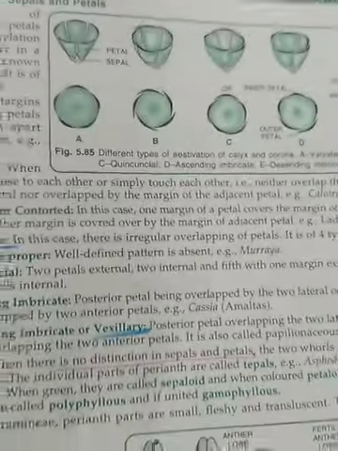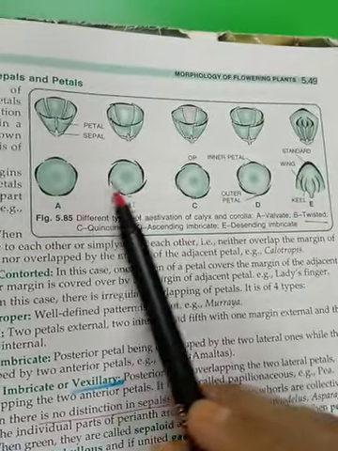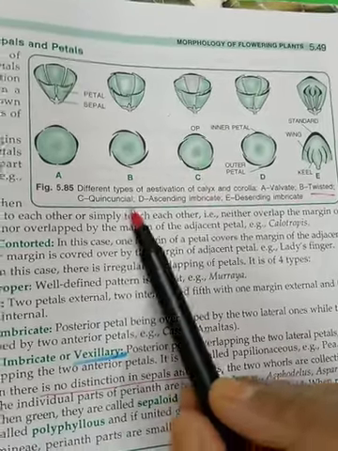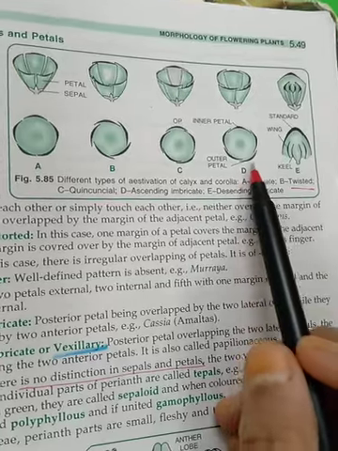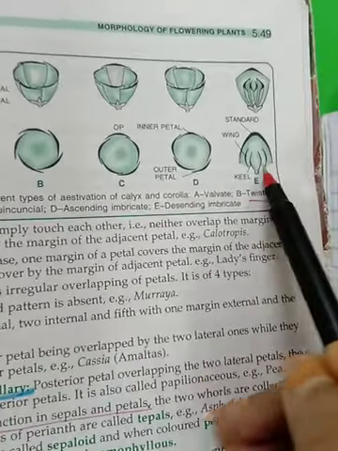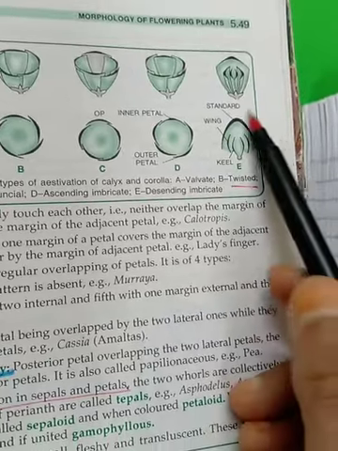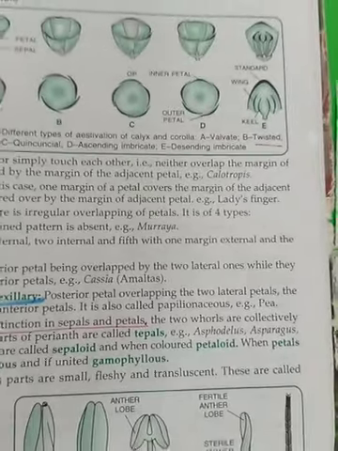Look here. Again at the same page, these are the 4 types mentioned, children. A is valvate, B is twisted, C is quincuncial, this is not in your syllabus. D is ascending imbricate, again not in your syllabus, but yes, descending imbricate or vexillary, which is also called Papilionaceous, is very much in your course. Alright, so this is how the overlapping is seen in the petals.